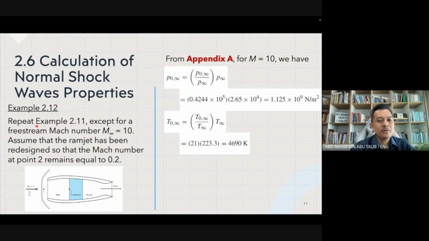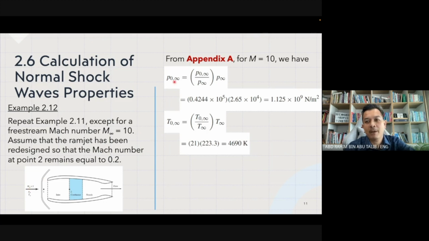Now example 2.12, repeat example 2.11, except the free stream Mach number is now given to be 10. Earlier it was 2, now it increases to 10. Assume that a ramjet has been redesigned, so the Mach number at point 2 remains equal to 0.2. The Mach number at point 2 still remains at 0.2, but the free stream Mach number has increased to 10.